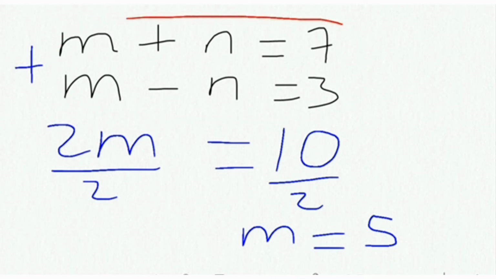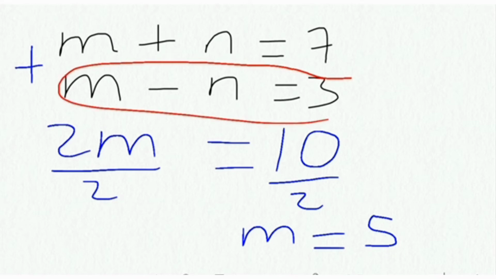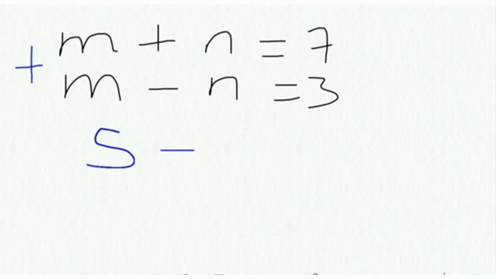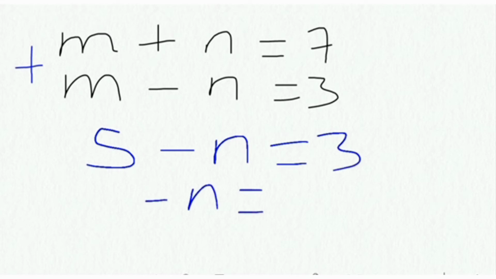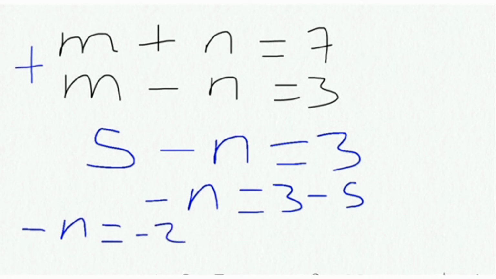Now we have to find the value of n by substituting the value of m in either of these equations. We can substitute it here or in this equation. Let us substitute in this equation. 5 minus n is equal to 3. Negative n is equal to 3 minus 5, that is negative 2.